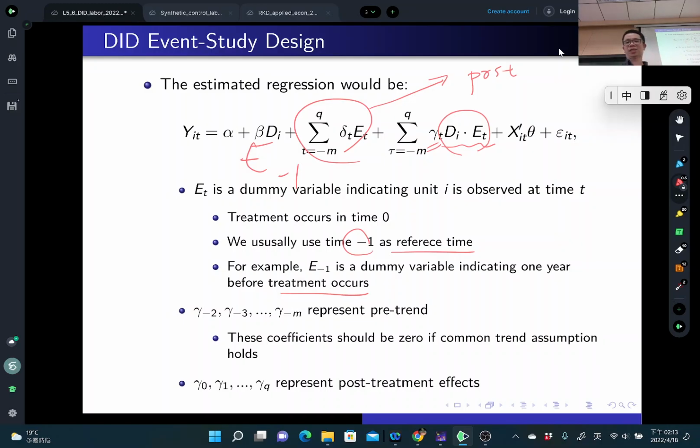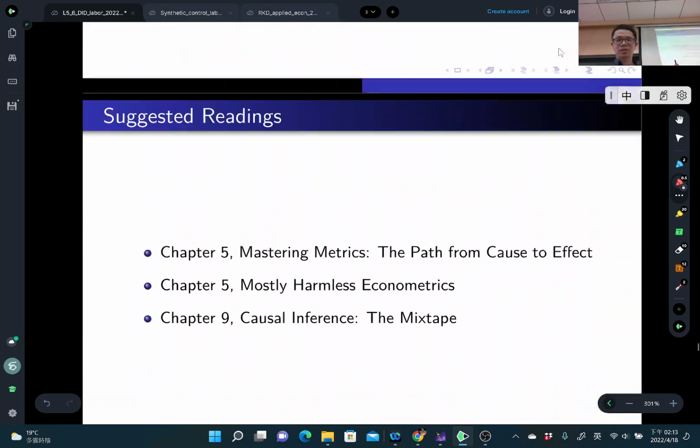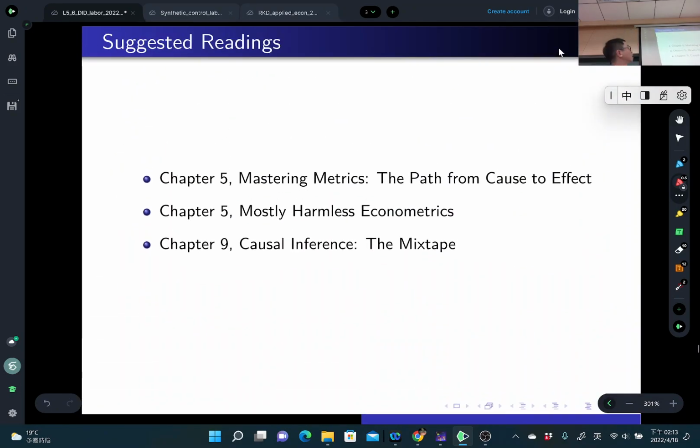Okay, if not, just to let you know, there are some suggested readings: chapter 5 of Mostly Harmless, or chapter 9 of Causal Inference. If you want to know more about the different designs, you can read these textbooks. Next class I will discuss the synthetic control method. So we can have the break.